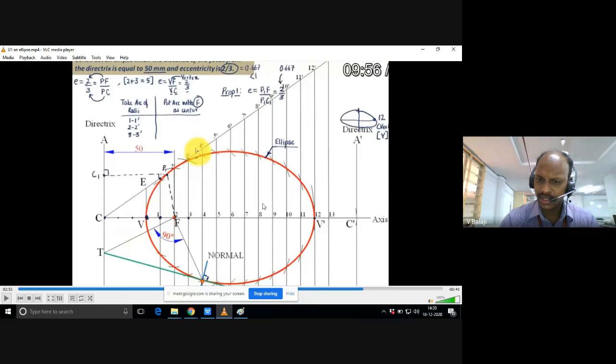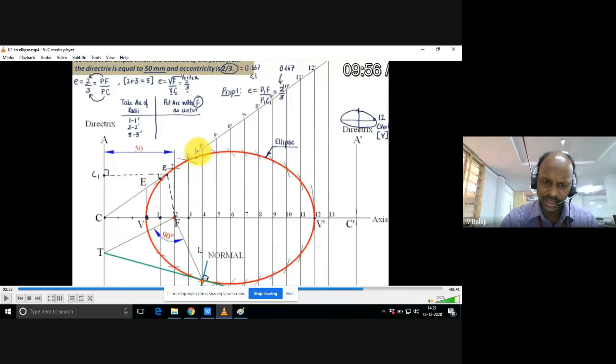Okay, and draw perpendicular to that line. Okay, that will meet the directrix. Or else, give me 1 minute time. I will tell you how to draw the second directrix, how to locate the second focus, and how to locate the second vertex.